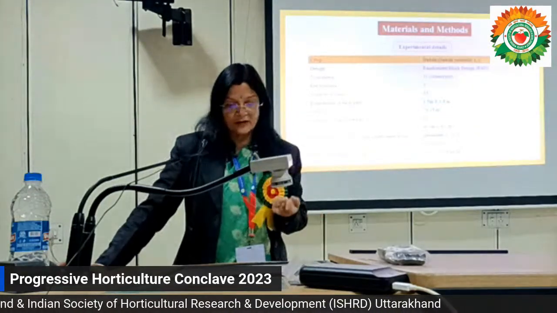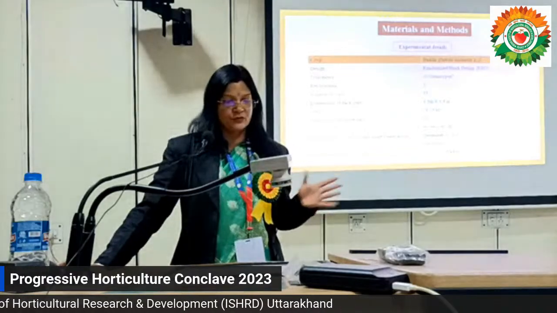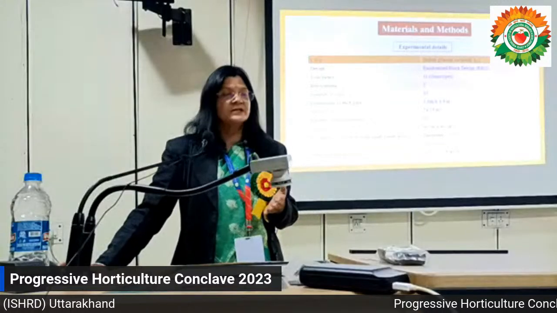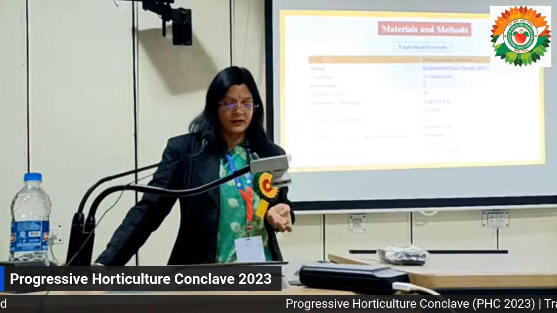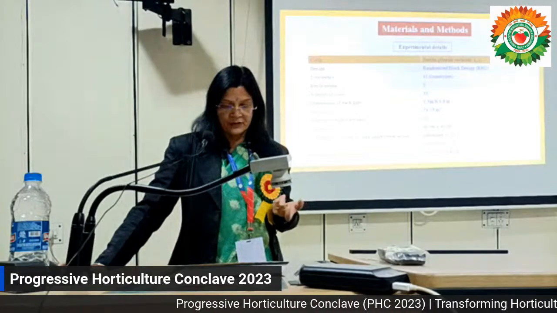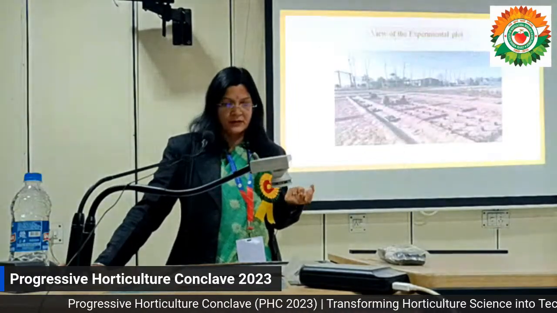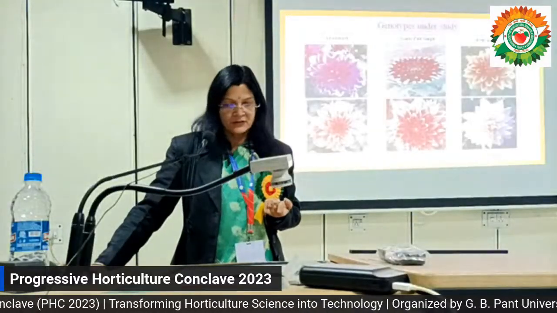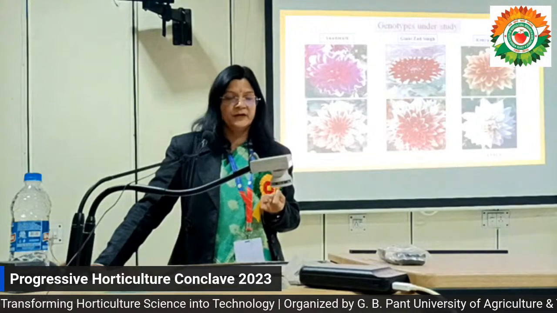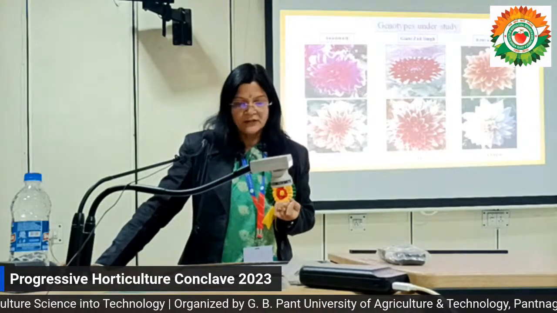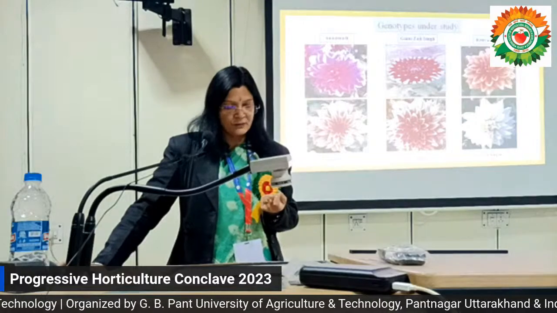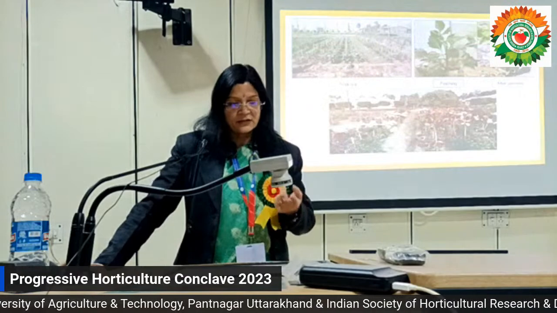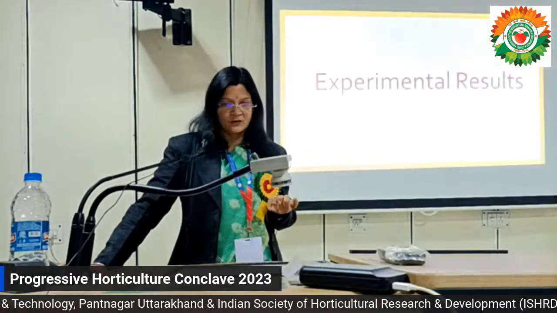Then the materials: we have 11 genotypes with 3 replications. Spacing was 60 by 40, and it was planted on December 20th. This is the pictorial view of the experiment, the layout and the genotypes under study. These are Anadinath, Gyanijal Singh, Kenya Orange, Hiranmoy, Jishu, Mutangani. These are the staking work I have done.